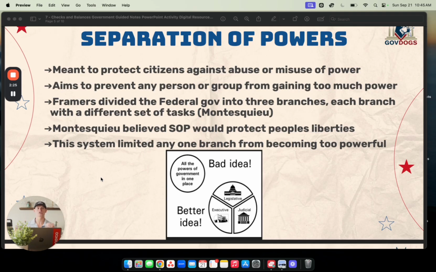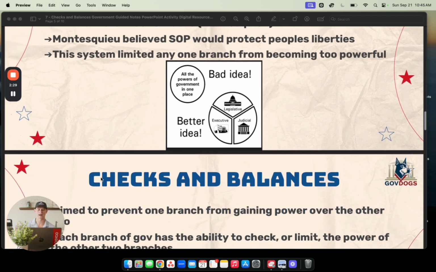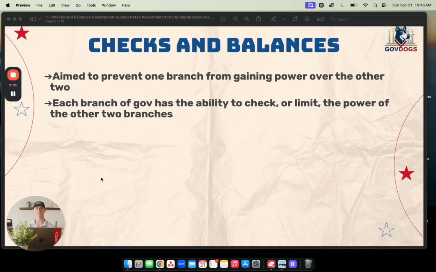Split the power up. Checks and balances are the actions that make sure that one branch doesn't gain too much power over the other. Again, this aims to prevent one branch from getting power over the other. Each branch has the ability to check. What we mean by check is to limit the power of the other 2 branches.